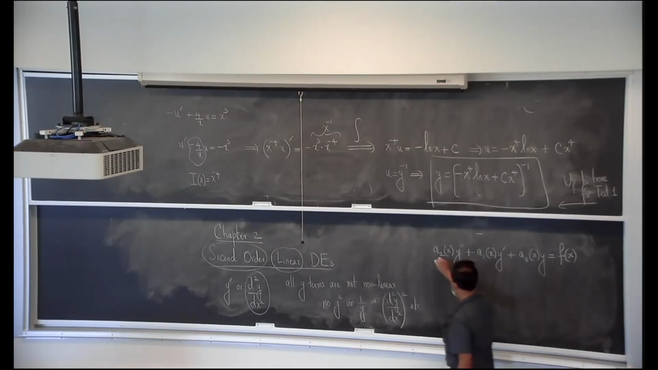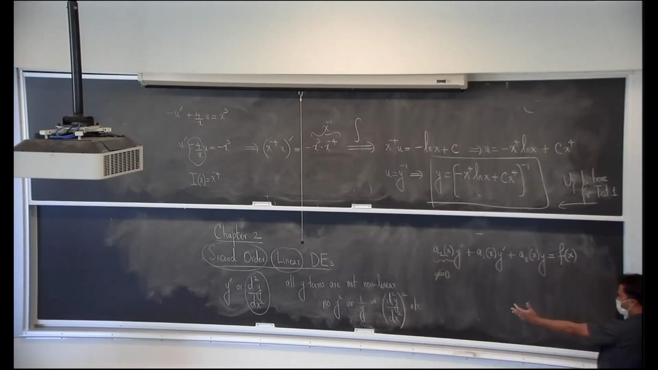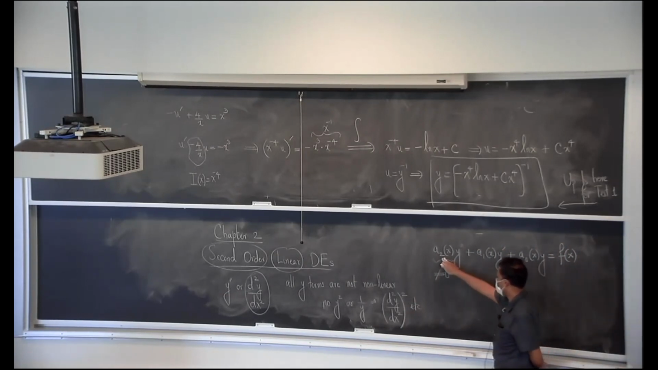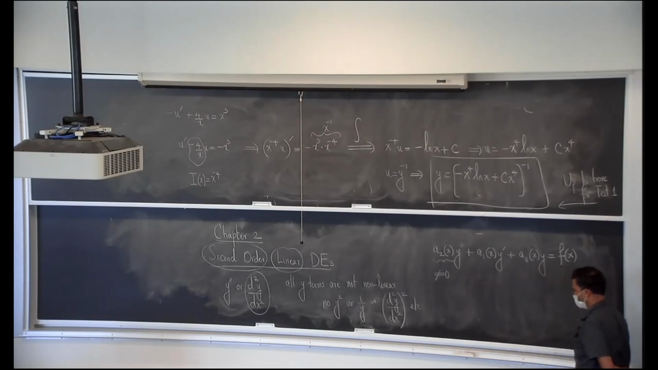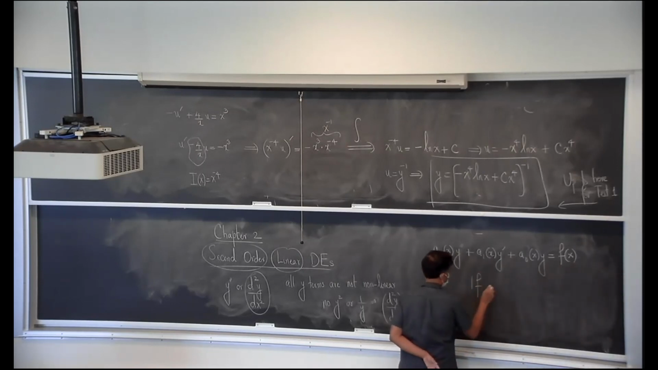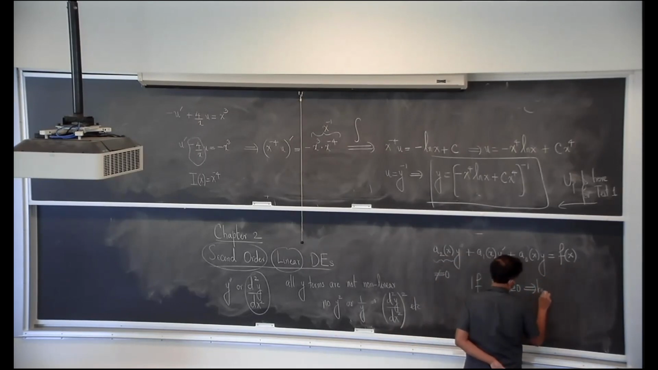a2 cannot be equal to 0, to preserve the second order nature of the equation. All others could be anything. a1 could be 0, a naught could be 0, f of x could be 0. Of course, these functions have to be continuous so that you could do your calculus. But apart from that, there are no other major restrictions on those functions. If f of x is equal to 0, we call it a homogeneous equation.